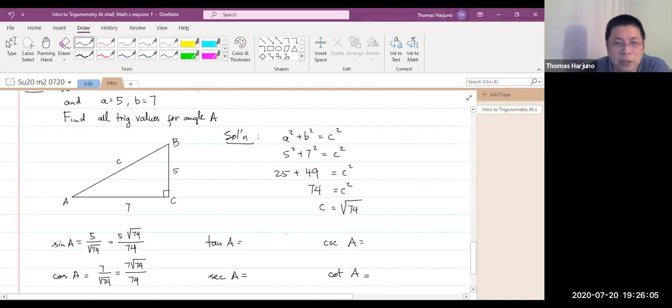Now tangent A is opposite over adjacent. Oh, we are done. Secant A is the reciprocal of cosine. Actually, you can just memorize it that way. Secant is the reciprocal of cosine, while cosecant is the reciprocal of sine. And cotangent is the reciprocal of tangent. That's it, we are done.